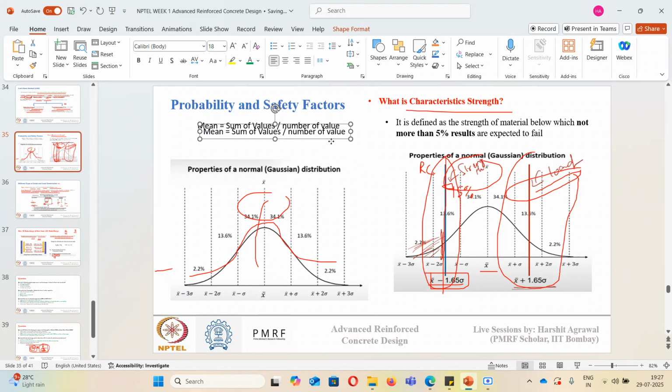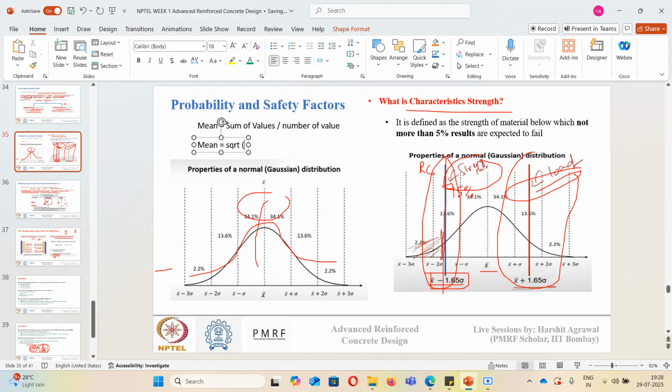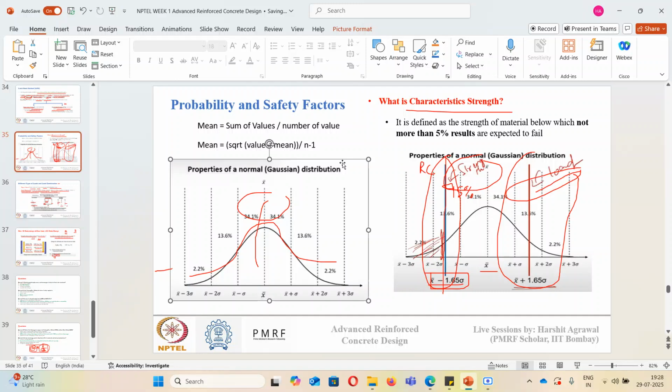So the formula that you will see for variance is the summation of the square of the value minus the mean, divided by n minus 1. This is how variation is calculated. It is just a mathematical representation of how we calculate standard deviation, which is the variation of all the values from the mean.